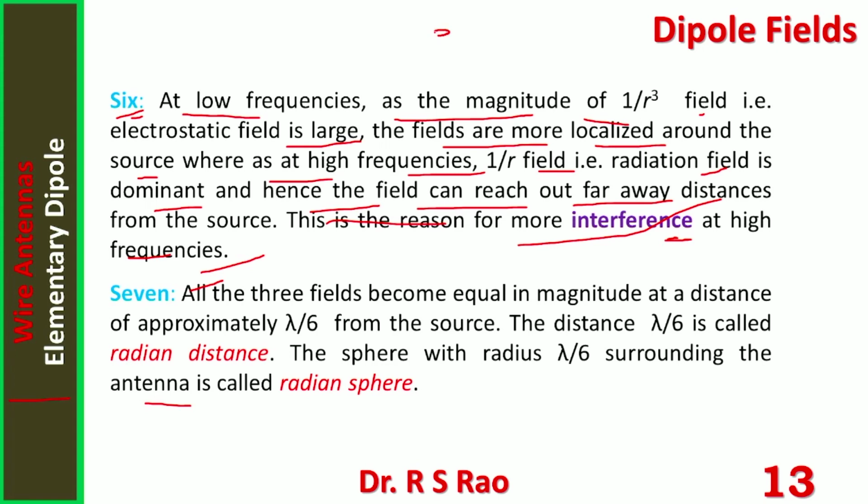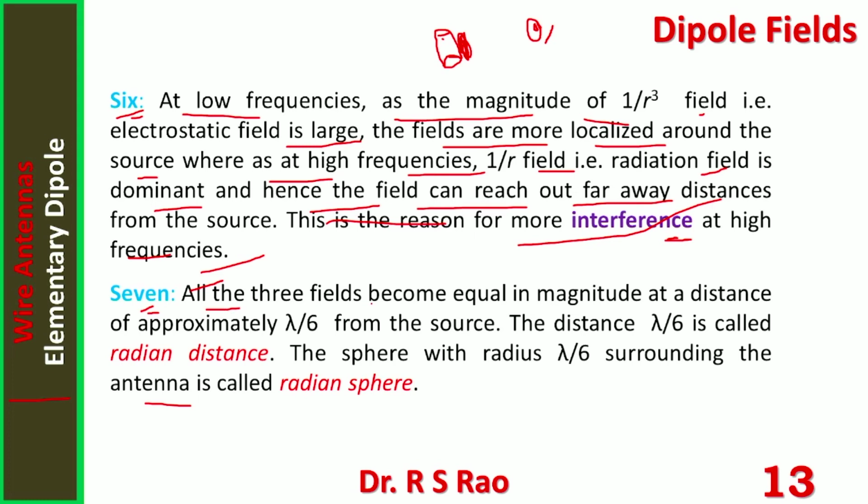It is mentioned already in a previous slide that near to the radiator, electrostatic fields are dominant. Far away places, it is radiation fields that dominate. That is one aspect. Another aspect is at low frequencies, 1 by R cube fields are large, means electrostatic fields are large. At low frequencies, these fields which are near to the radiator, they dominate. But at high frequencies, radiation fields become large. 7. Domination may not be the right word, but here the right word is, with frequency, radiation fields become large.